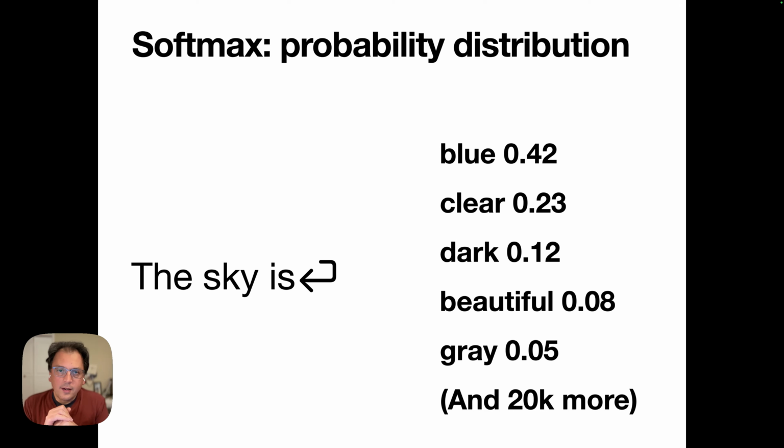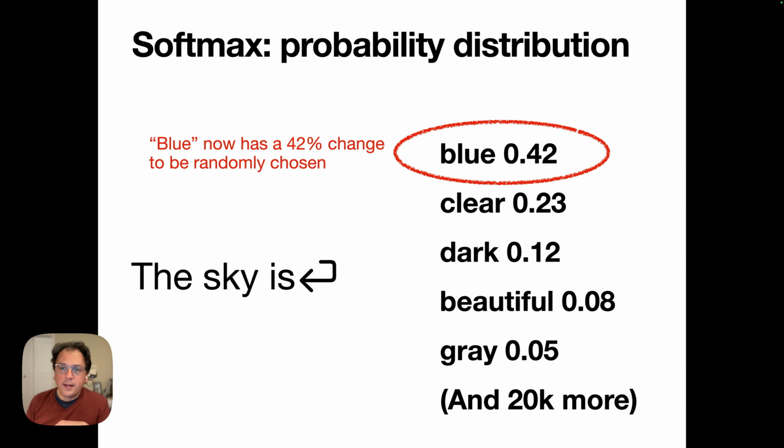Softmax, and this is a little bit simplifying, normalizes the scores. Instead of positive and negative numbers all over the place, you get an array of values, and the sum of all these values is exactly one. Again, these numbers are made up by me. It means that blue now has a 42% chance of being randomly chosen, and clear 23%.